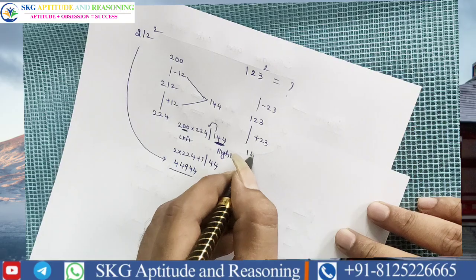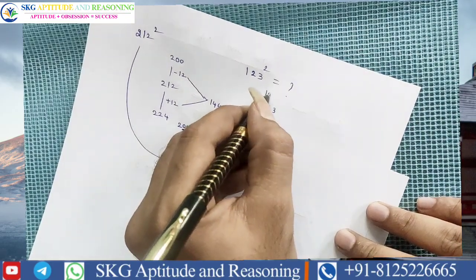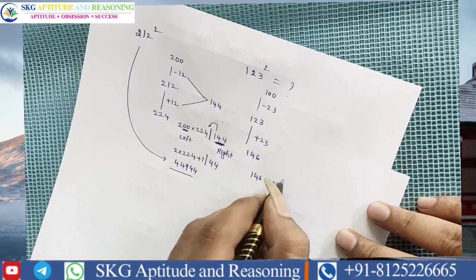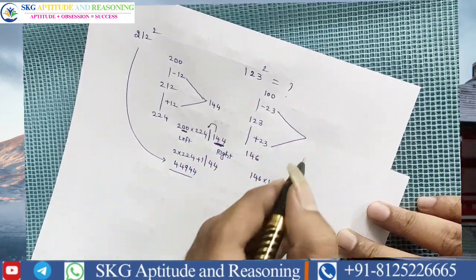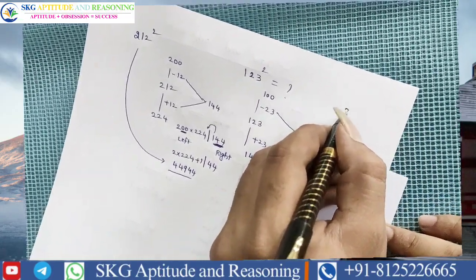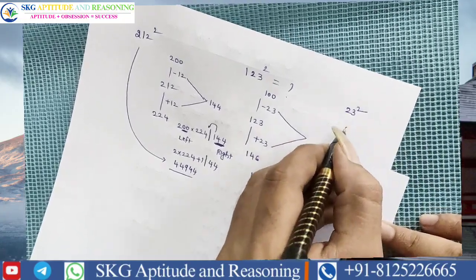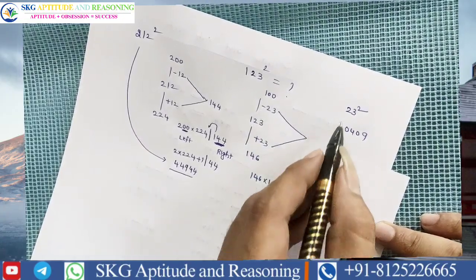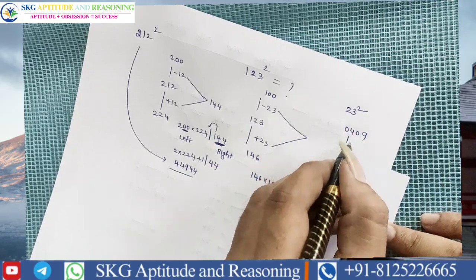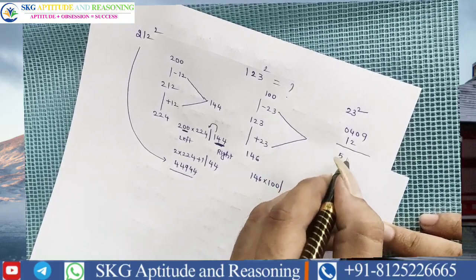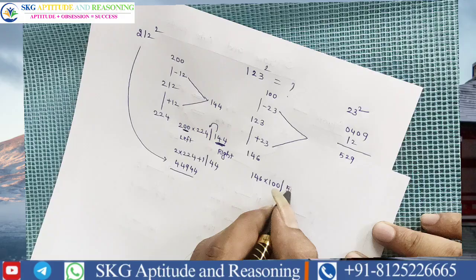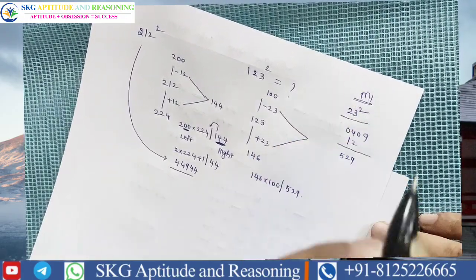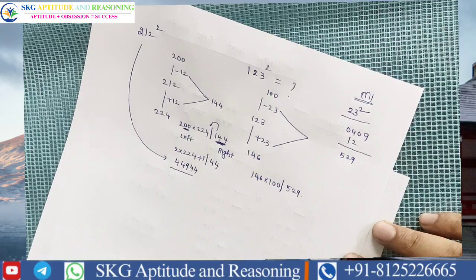Similarly I am doing this one. It will become 146 and it will become 100. So 146 into 100, bar 23 into 23. What is 23 square? 2 into 3 will be 6, 2 into 3 will be 6, 6 into 2 will be 12. So it can be written as 529. So 23 square will be 529. This I told in method 1.